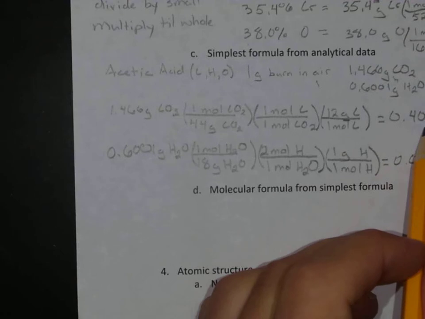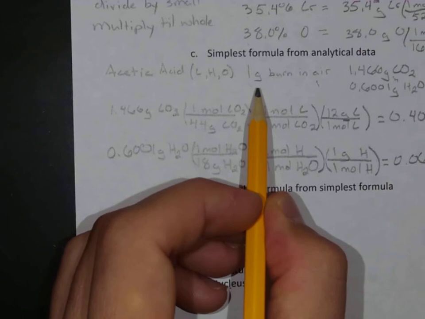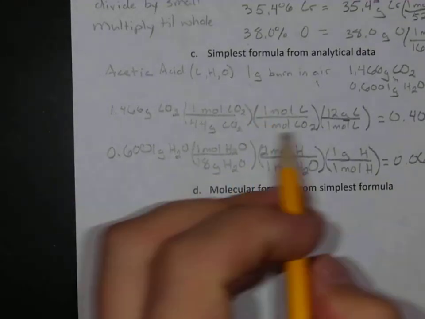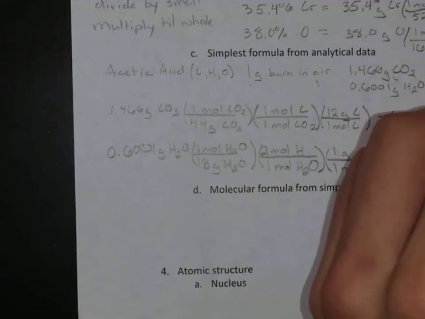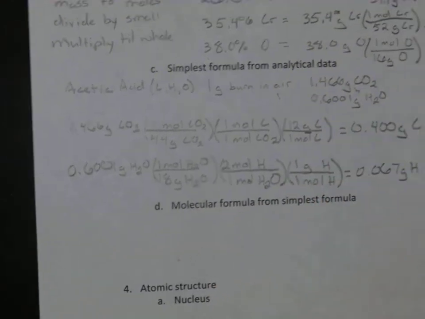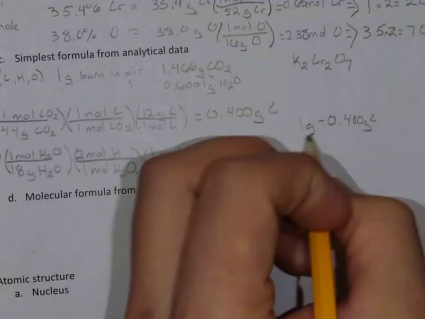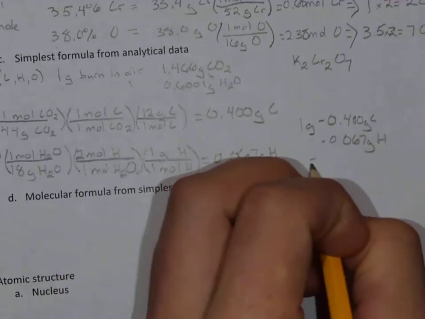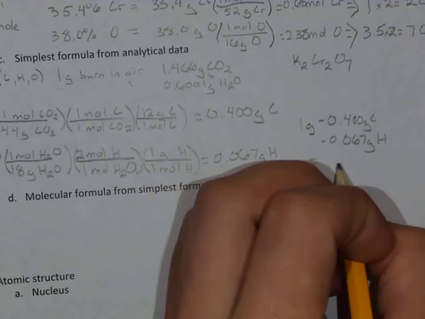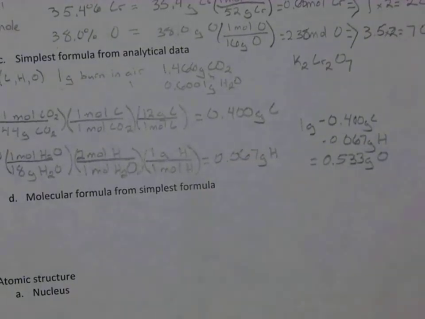So I know how much carbon I started with, I know how much hydrogen I started with, and I know that I started with 1 gram of my acetic acid, so I can figure out how much oxygen I had. I'm going to go through the same steps from the previous problem. So 1 gram minus 0.400 grams of carbon minus 0.067 grams of hydrogen is going to give me 0.533 grams of oxygen. So that's all that we need to do there.